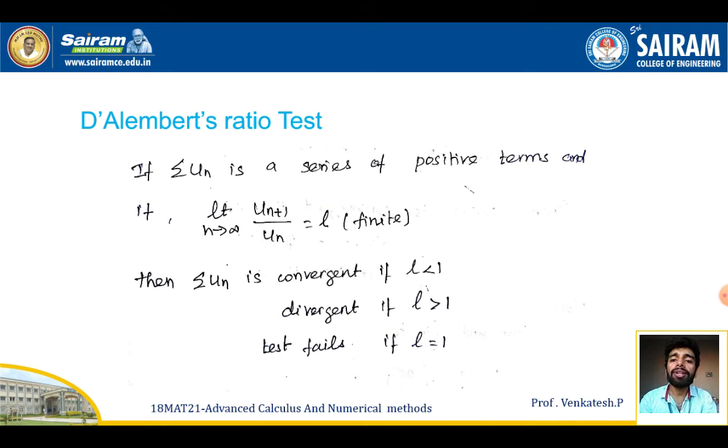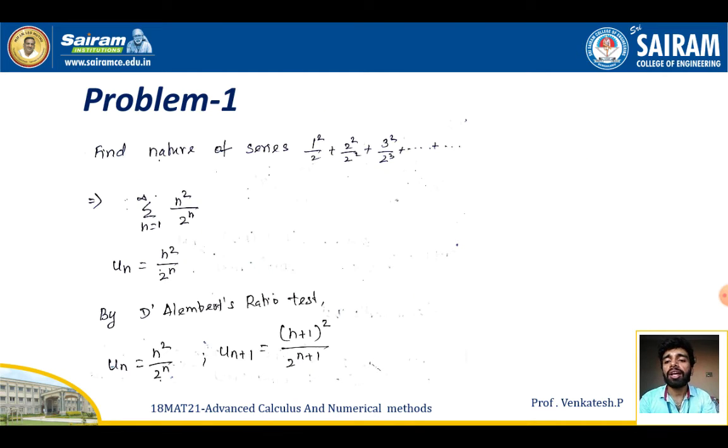D'Alembert's ratio test: if summation un is a series of positive terms and if limit n tends to infinity un plus 1 by un is equal to L, where L should be a finite quantity, then summation un is said to be convergent if L is less than 1, it is divergent if L is greater than 1, and the test is going to fail if L is equal to 1. So now we will discuss a few problems related to the D'Alembert's ratio test.